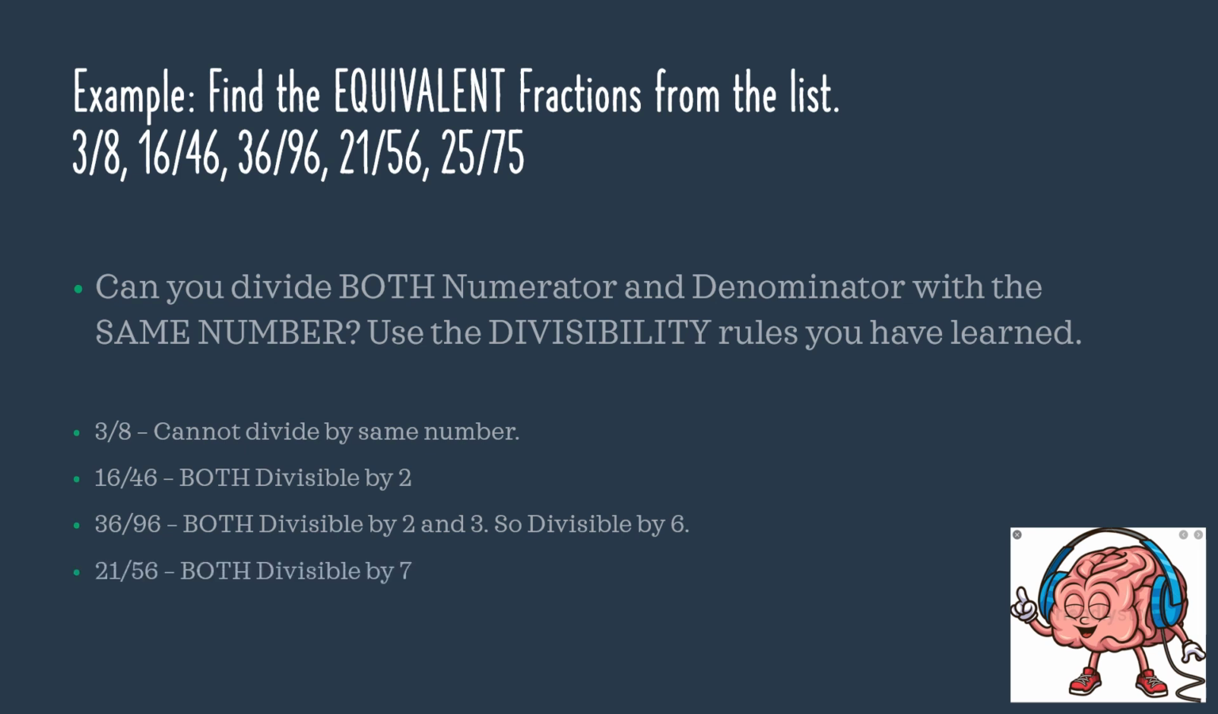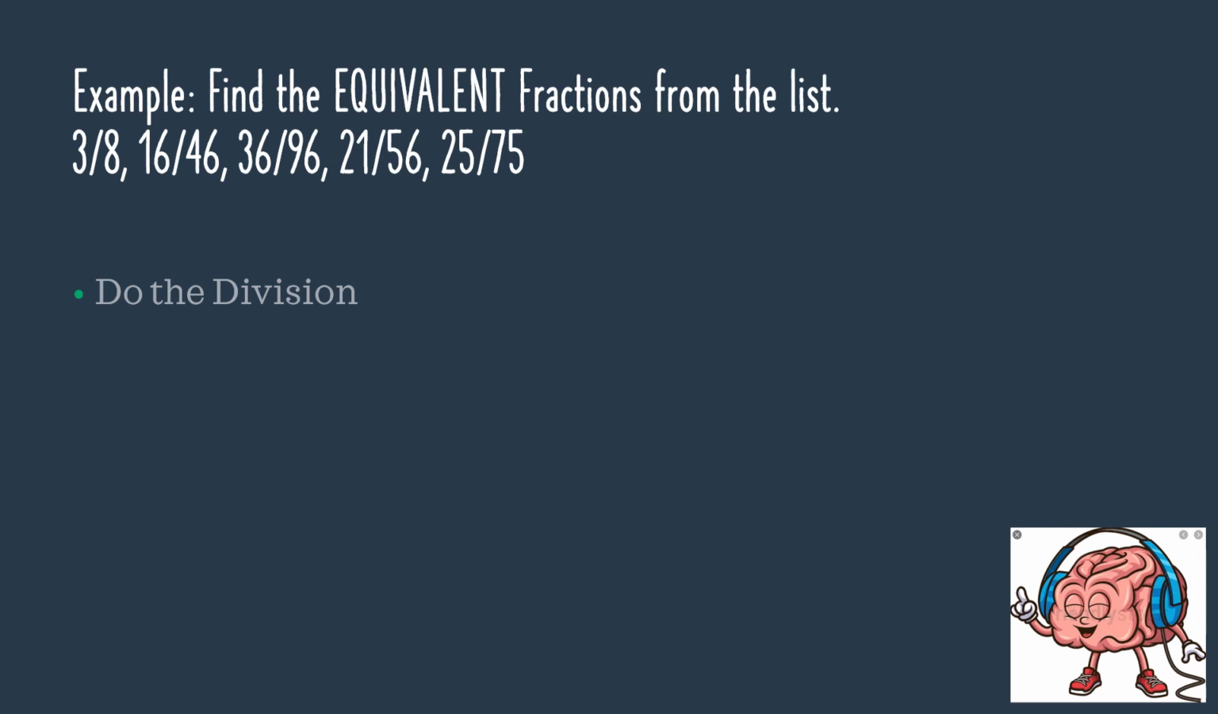21 by 56. Both are divisible by 7. 25 by 75. The last digit is 5. So both numbers are divisible by 5. So we will now do the division.